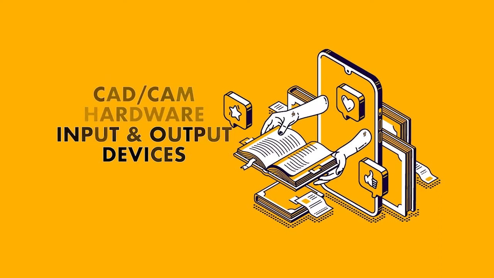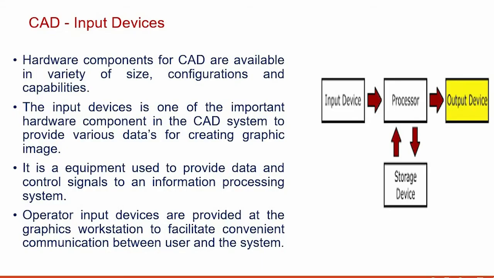Today we are going to discuss the CAD hardware components such as input and output devices. Hardware components for CAD are available in a variety of sizes, configurations and capabilities. The input device is one of the important hardware components in a CAD system, which is used to provide the various data for creating the graphic image or objects.